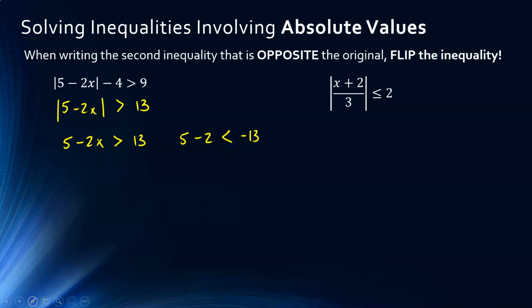So now we're going to solve each of these. So for this first one, I would subtract 5 from both sides. So when I do that, 13 minus 5 would be 8. So we'd have negative 2x is greater than 8. So you can see that I'm going to have to divide by negative 2, which means we flip that inequality again, and then we would get negative 4. So we get x is less than negative 4.